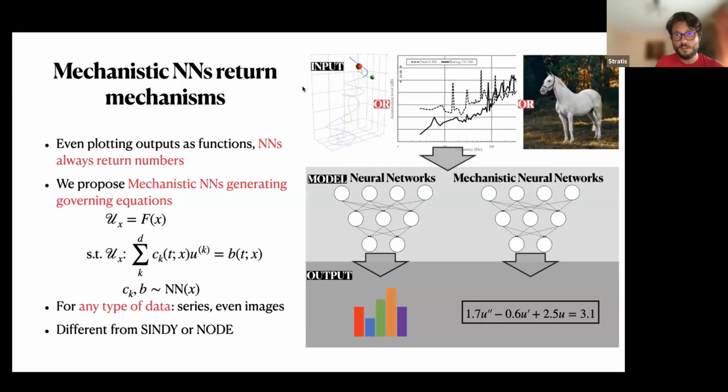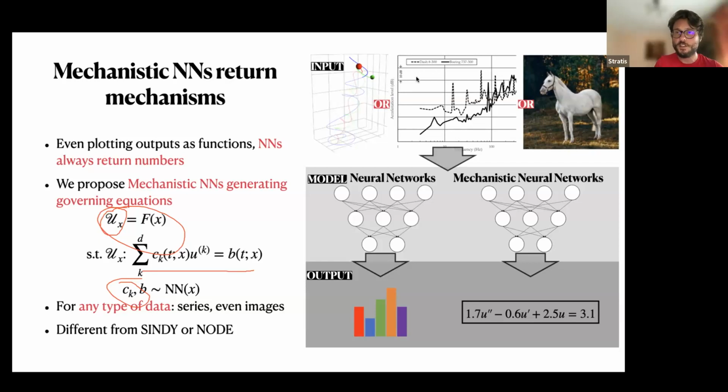And so with mechanistic neural networks, we generate governing equations. So this is, let's say, the neural network definition, and u(x) is the output of the neural network. The output takes the form of a linear ordinary differential equation, like here, whose coefficients, here C, K, and B, are governed by the neural network. So the role of the neural network is to return the coefficients of the ordinary differential equation that defines the layer output of the neural network.